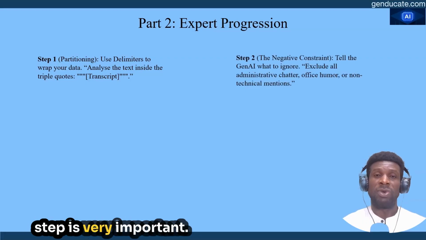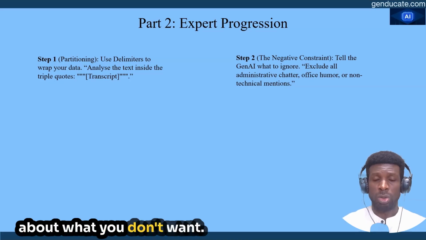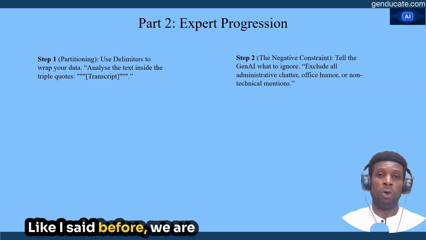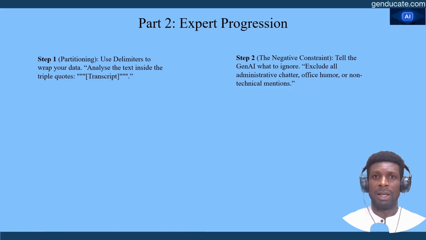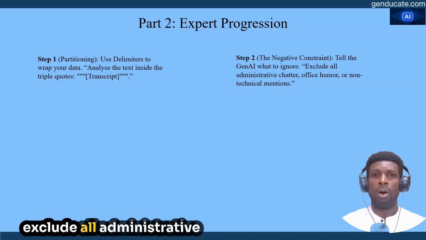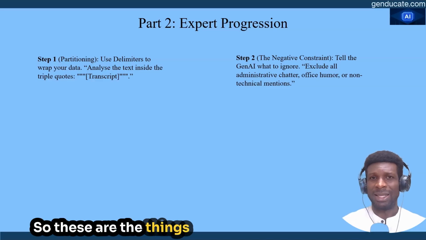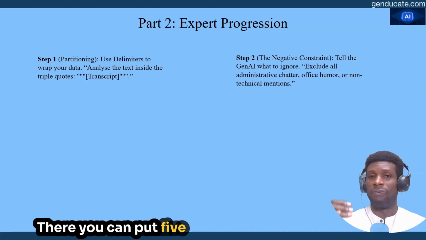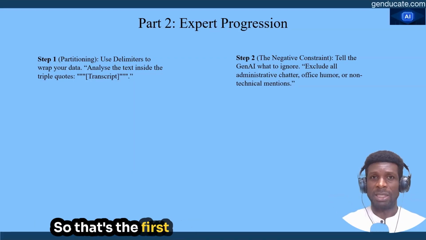But the second step is very important. It's being clear or specific about what you don't want. Like I said before, we are very brief in the course, but you have the core. For example, we said here, exclude all administrative chatter, office humor, or non-technical mentions. So these are the things that we don't want in the content it would create. You can put 5 items, 10 items, depending on what you're doing. So that's the first core step here.